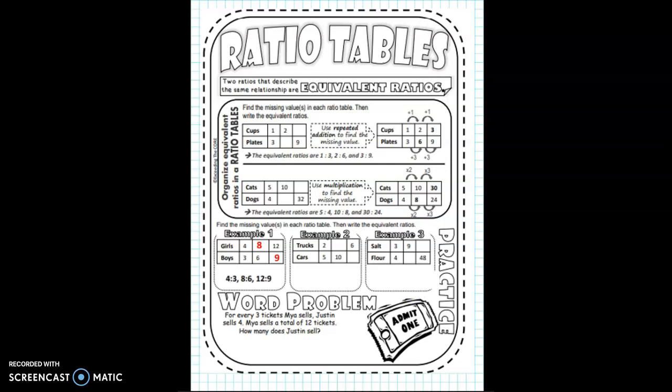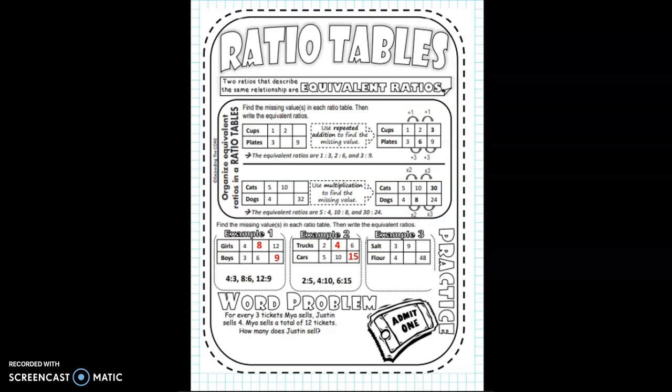My next example is cars to trucks. For every 2 trucks, there are 5 cars. Again, I need to figure out what I'm doing to 5 to make 10. Times 2. So 2 times 2 is 4. And then what am I doing to 2 to make the 6? Times 3. 5 times 3 is 15. For every 6 trucks, there are 15 cars is equivalent to every 2 trucks, there are 5 cars.